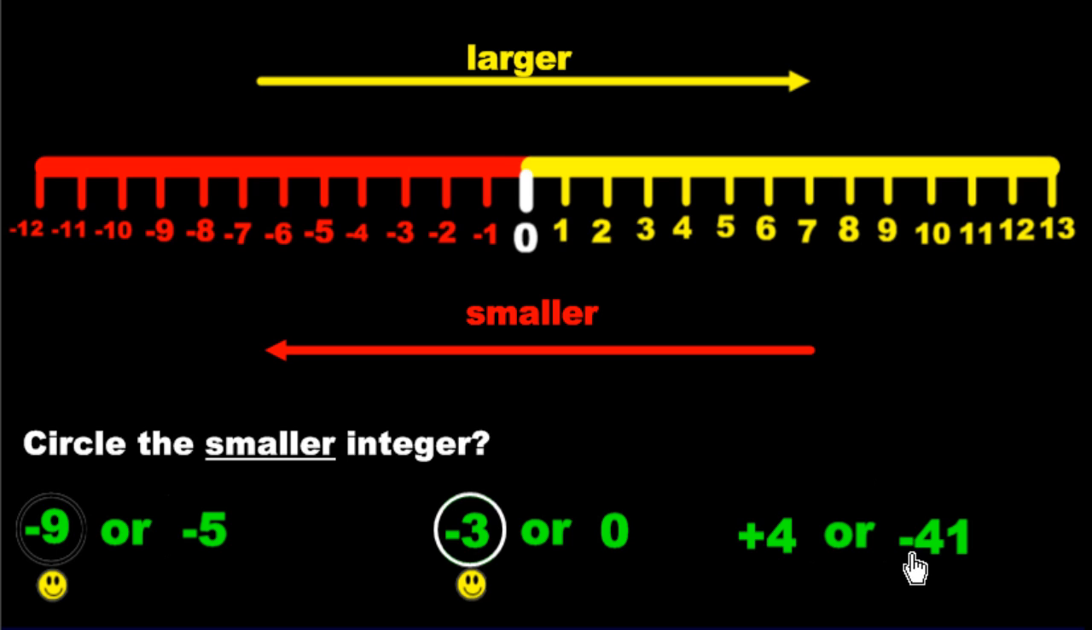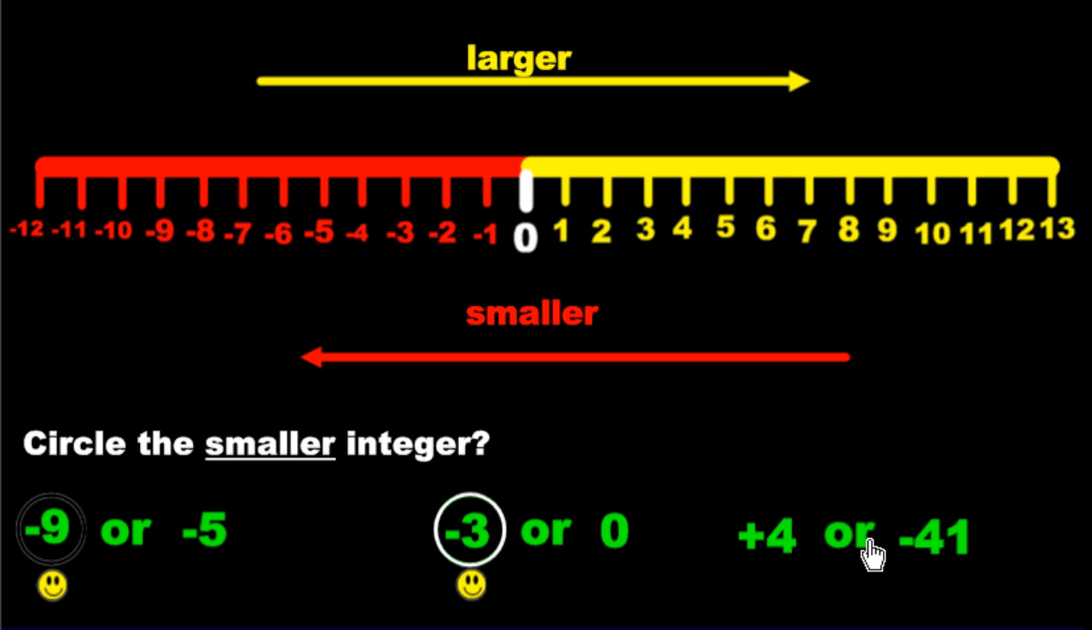Positive 4 or negative 41. Can we see negative 41? No, we can't see it, but we know where it is. It's way down there on the left side. Let me move this arrow. It's way down there. So it's going to be smaller. It's not this.